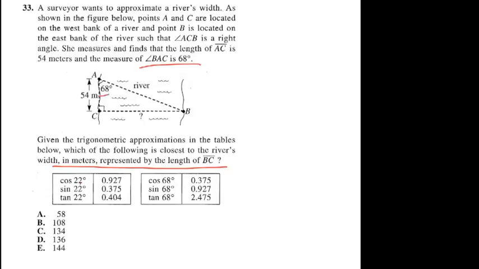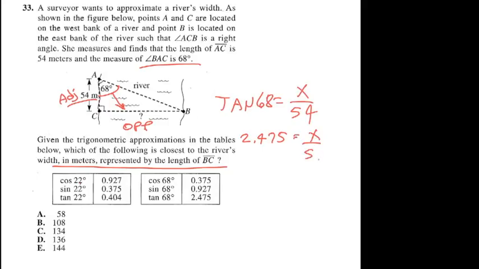Okay, so we go to the 68 degrees. Across from the 68 degrees is our opposite, and this one is our adjacent, the 54 is. So what did they give us? Adjacent. What do they want? Opposite, tangent. So we're going to say that the tangent of 68 is equal to x over 54. Now, we know that the tangent of 68 is 2.475, so 2.475 is equal to x over 54. So now we just have to multiply 54 by 2.475, and we get 133.65 is equal to x, and that makes the answer C.